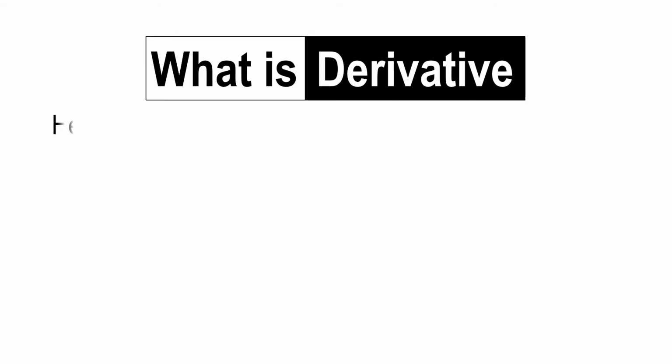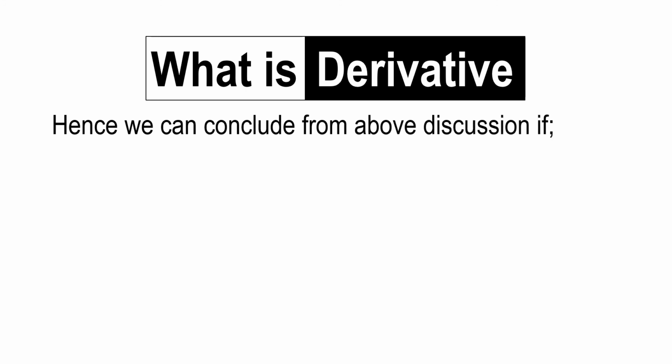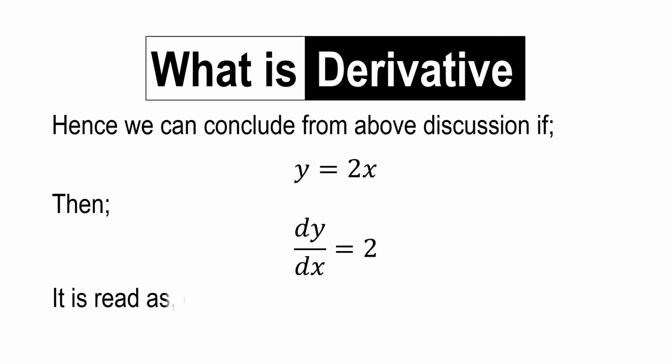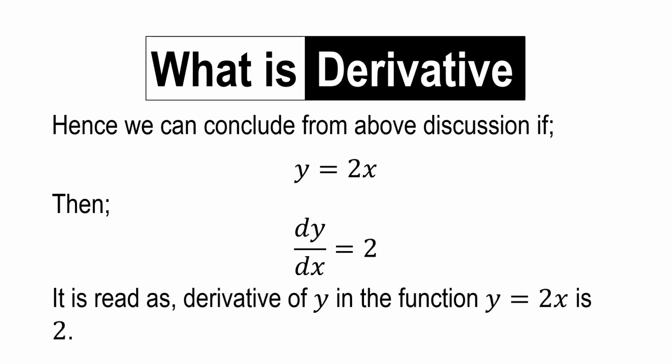The term limit delta x approaches 0 of delta y over delta x is replaced by another term dy over dx, which is read as derivative of y with respect to x. Hence, we can conclude from above discussion, if y is equal to 2x, then dy by dx is equal to 2. It is read as derivative of y in the function y is equal to 2x is 2.